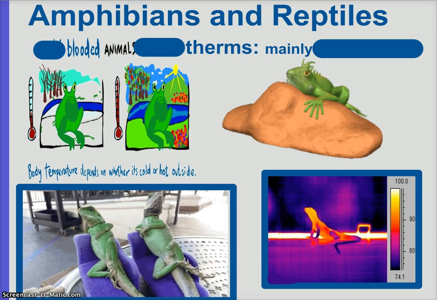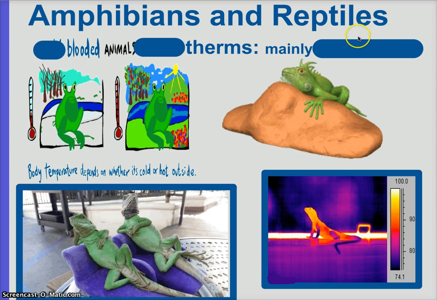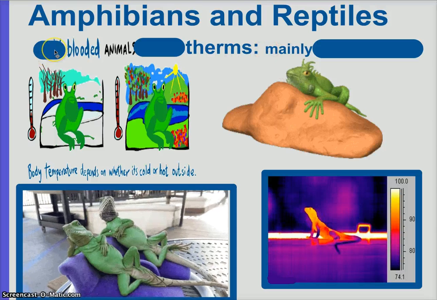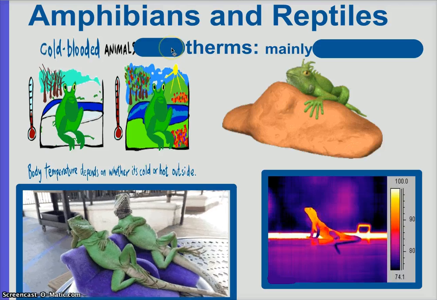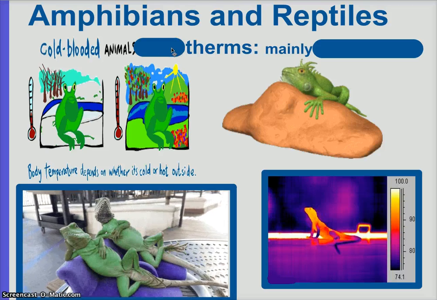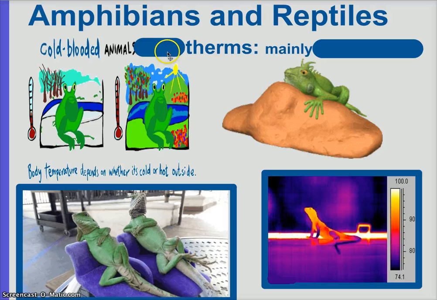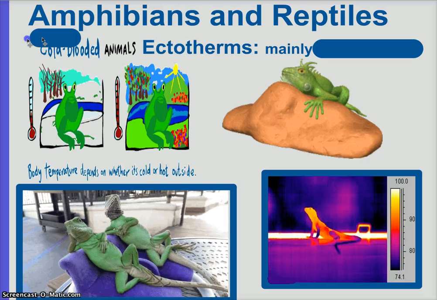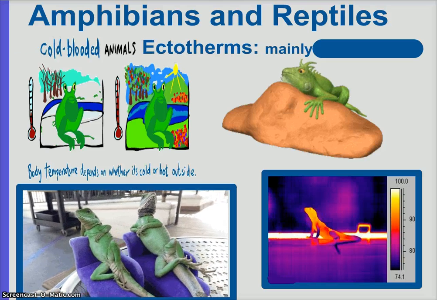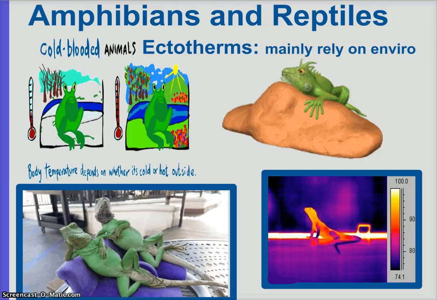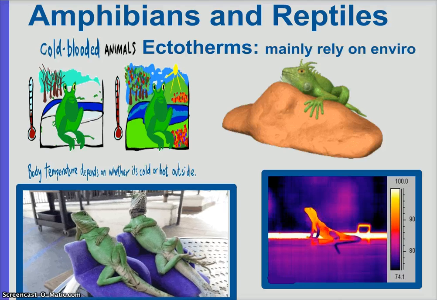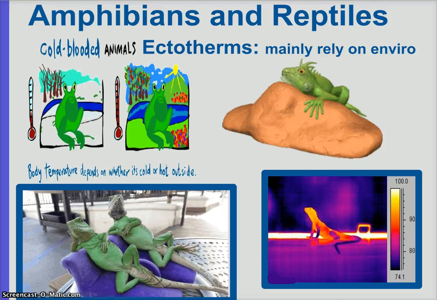So amphibians are similar to reptiles in the fact that they're what? Cold-blooded, which now I'm going to introduce another term. Anybody know what it is? Cold-blooded, another word for it is ectotherms, okay? That means they rely mainly on what? The outside, or their surroundings, or their environment to generate heat.